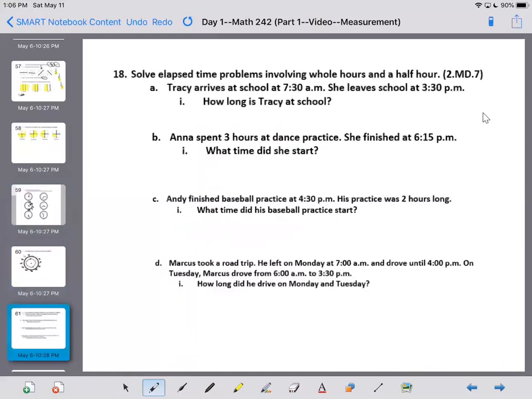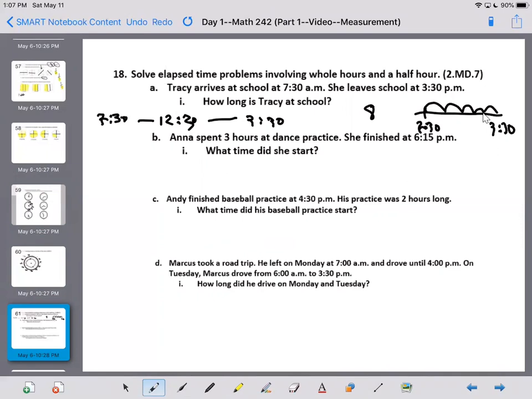And then we've got elapsed time problems. So you can think about the number line with this. If Tracy arrives at school at 7:30 and she leaves school at 3:30, how long is Tracy at school? So it might be that students use the number line approach and think, well, 7:30 to 12:30 is 5 hours. And then how far to get to 3:30? Okay, so that would be 3 more hours. So then you could see a total of 8 hours there. They could use a number line and go from 7:30 and just continue to make those jumps until they get to 3:30.